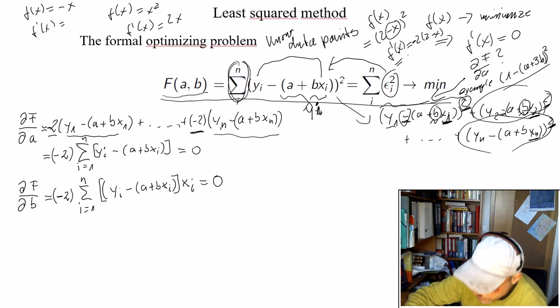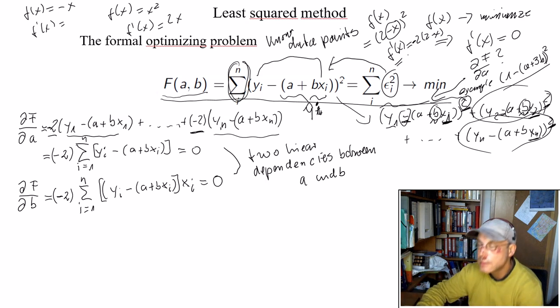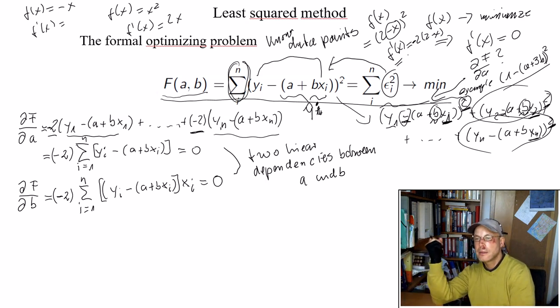So here we have two linear dependencies between A and B. Still keep in mind, all yi and xi are known. These are just numbers.